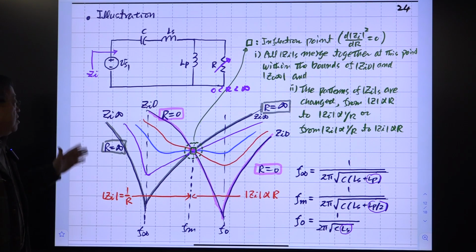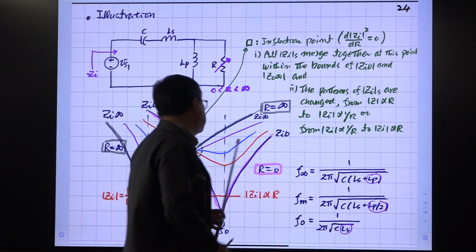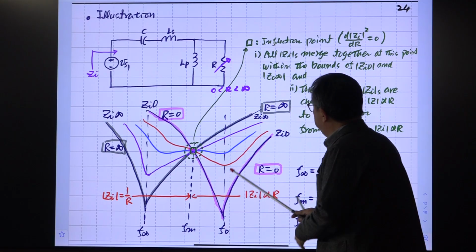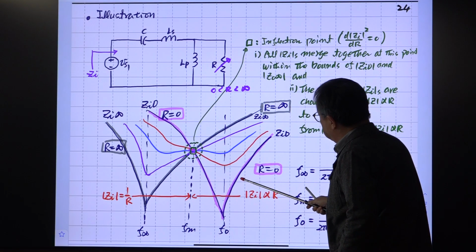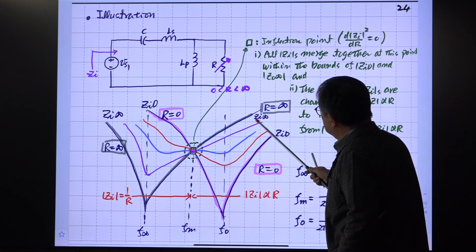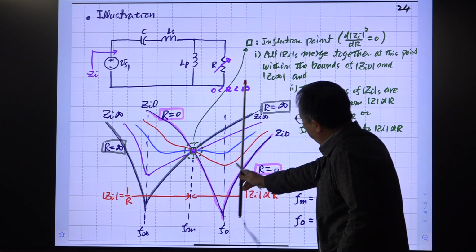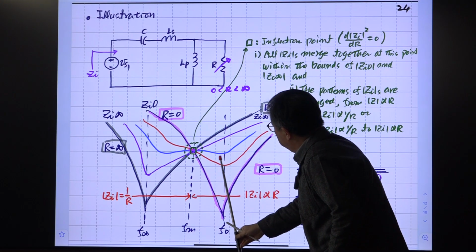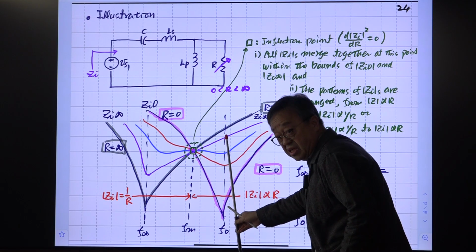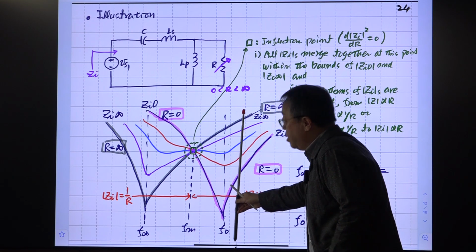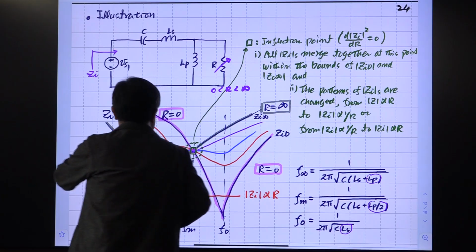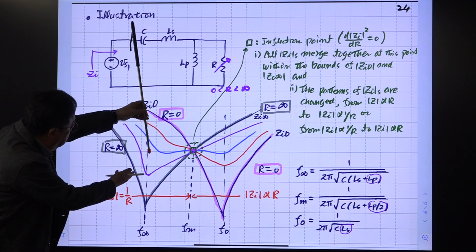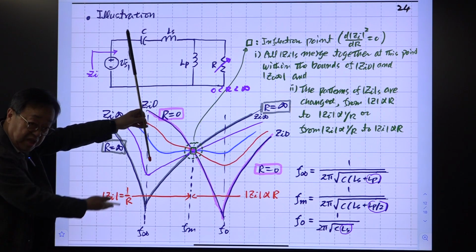So what it indicates is, suppose we look at this point, all right? So this is the input impedance when R equals 0, and this R equals infinity. Then at one particular frequency, if you increase R, that input impedance keeps on increasing, right? In this region, if R is increasing, then the magnitude of this input impedance is decreasing.